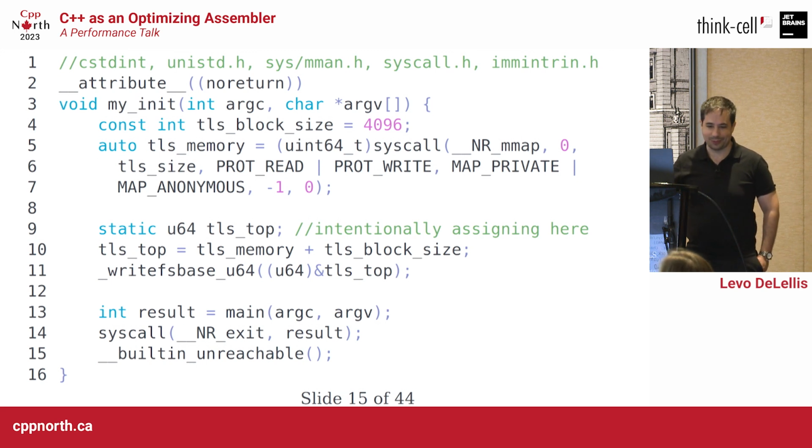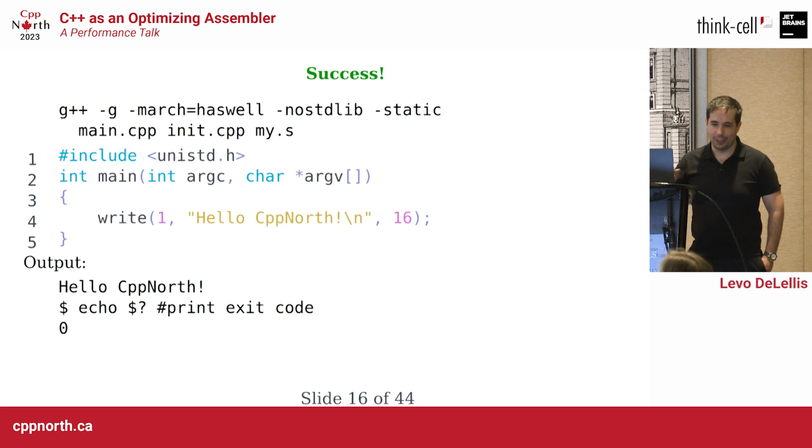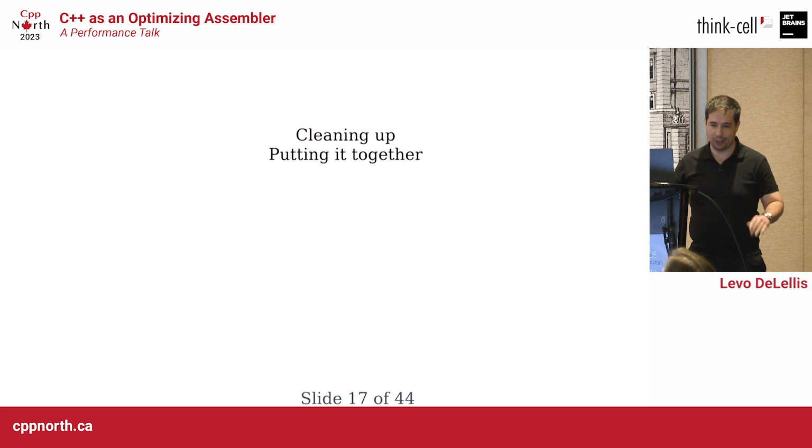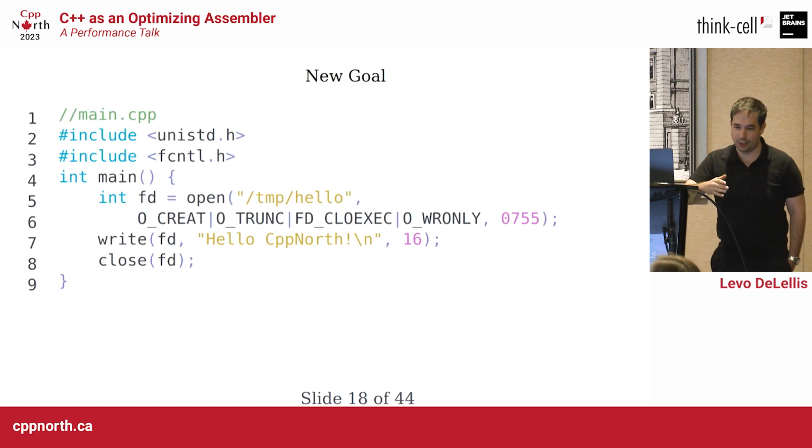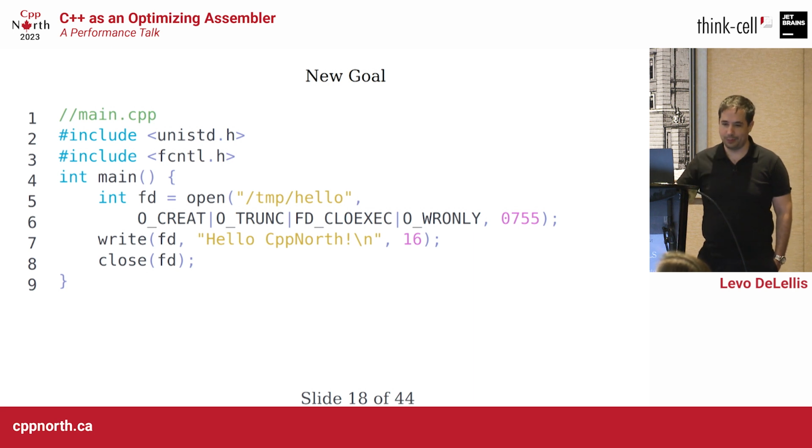All right. So no more segmentation faults. I was very relieved. We also see nothing else broke. We print the exit code, it's still 0. Everything's good. So let's clean up this code and make it work for another example. This is also really simple. We're going to open a file, write to it, close.